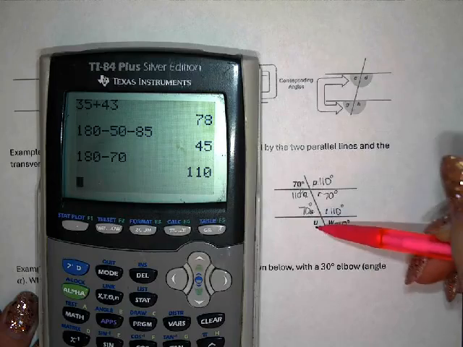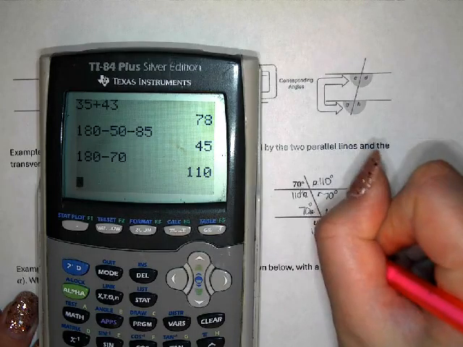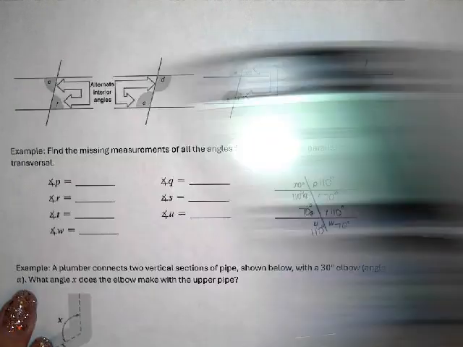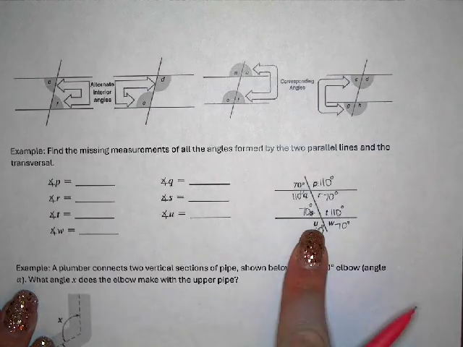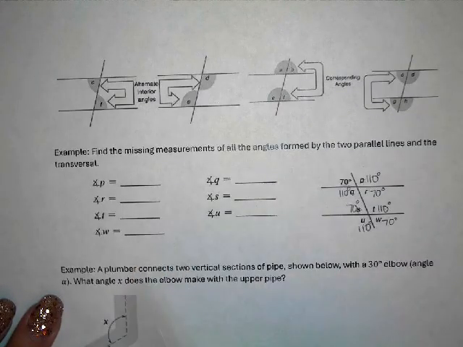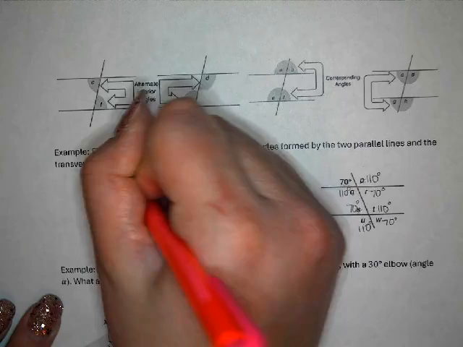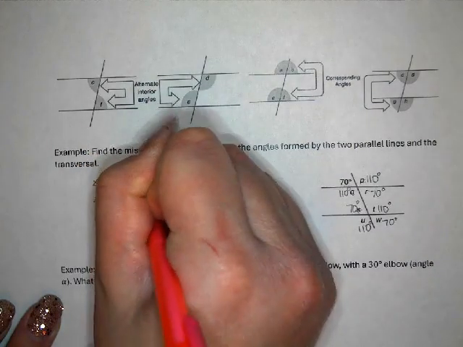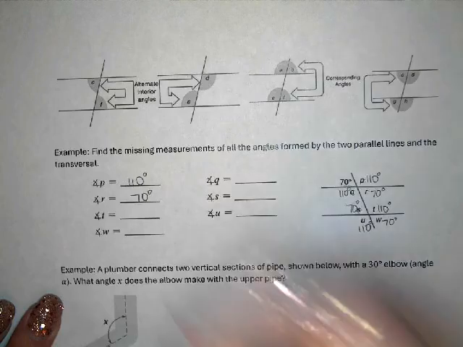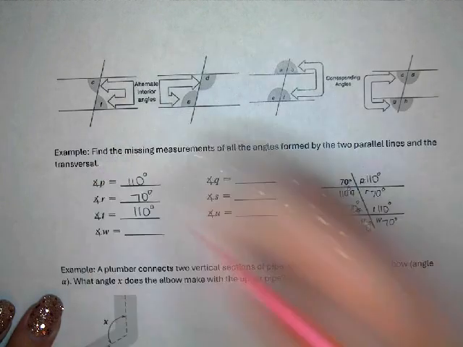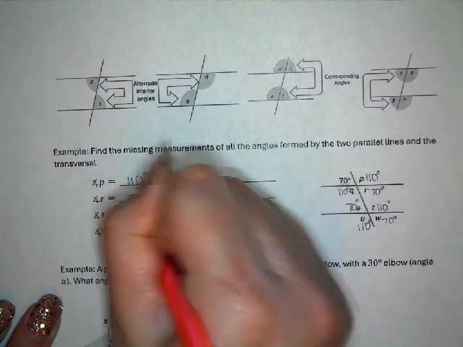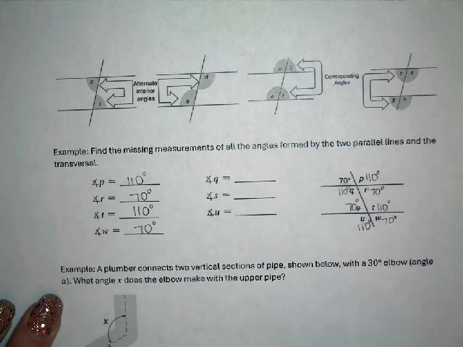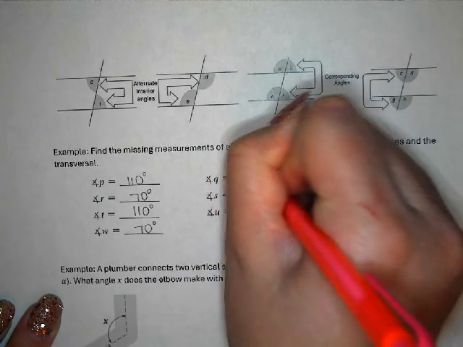And there I have labeled every single angle in the picture, and I can go through and just write them down. So P is 110, R is 70, T is 110, W is 70, Q is 110, S is 70, U is 110.